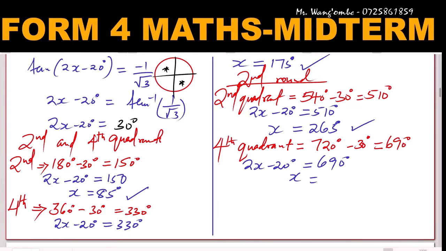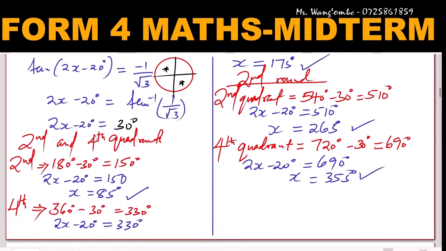Let me divide these. So let me confirm something here. So this is 710. So 690. So it will be 710 divided by, so this will be 355 degrees. So you can see that one being the last one, 355.